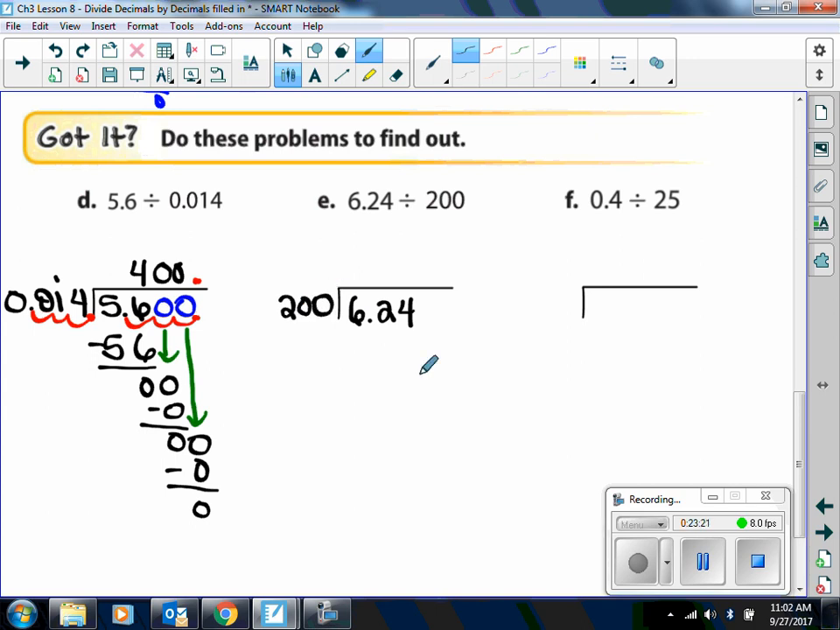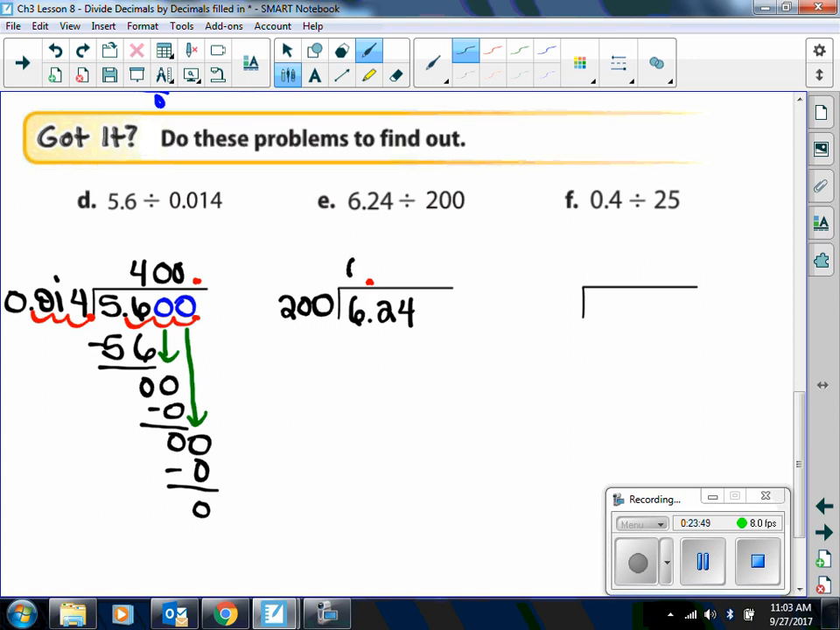Now, that's one of the things I was talking to you guys about last class. You don't always put the bigger number on the inside, right? It depends on how you read the problem. So this is our problem. Am I going to move the decimal at all? No, I'm not going to move the decimal at all. So here the decimal is going to go straight up. Is everybody with me?